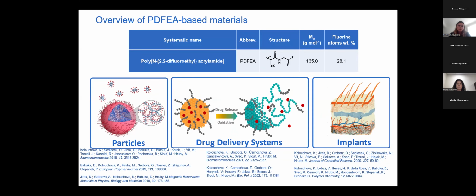So first of all, I will start with a very brief overview of old projects which I did during my PhD, on this specific fluorinated tracer. And I will try to share with you only the most interesting results which we found out. So we made nanoparticles based on this polymer. We made these nanoparticles to disassemble upon a specific stimulus. So we have drug delivery systems, and then we also developed injectable implants.